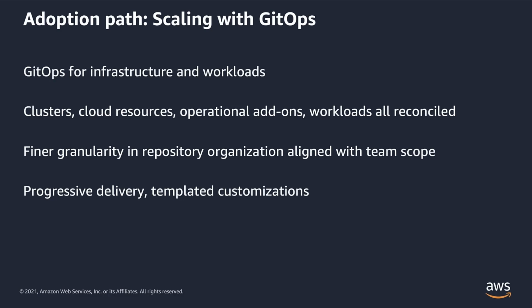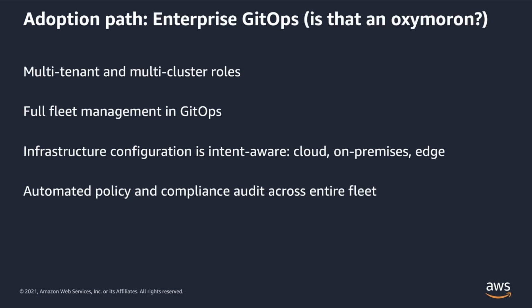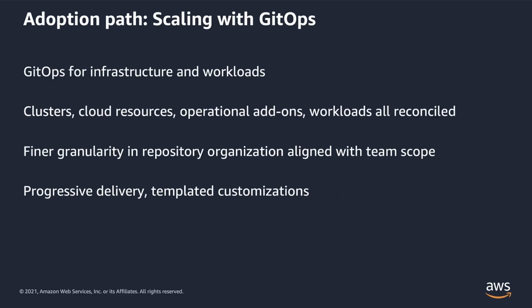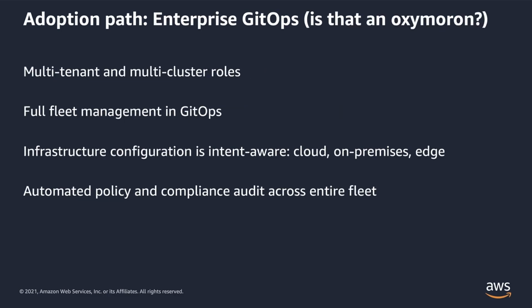Starting here, totally cool. Get a POC together, but move into this phase as quickly as you can. Obviously, depending on how big a team you are, how big an org, this is the holy grail, where you have multi-tenant, multi-cluster roles, full compliance across the entire fleet, automated policy, auditing, and intent-aware infrastructure configuration, so you can know if you're running at edge, in the cloud, or on premises. This is the whole thing. This is doable. This is where most people are going to be, but this is doable.